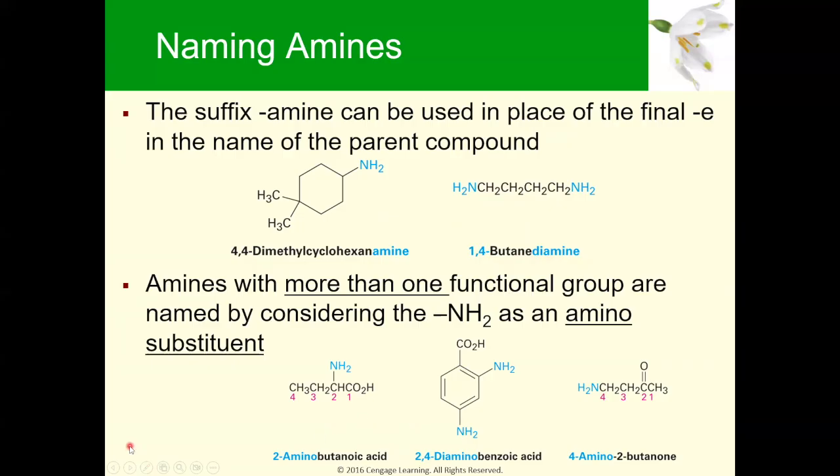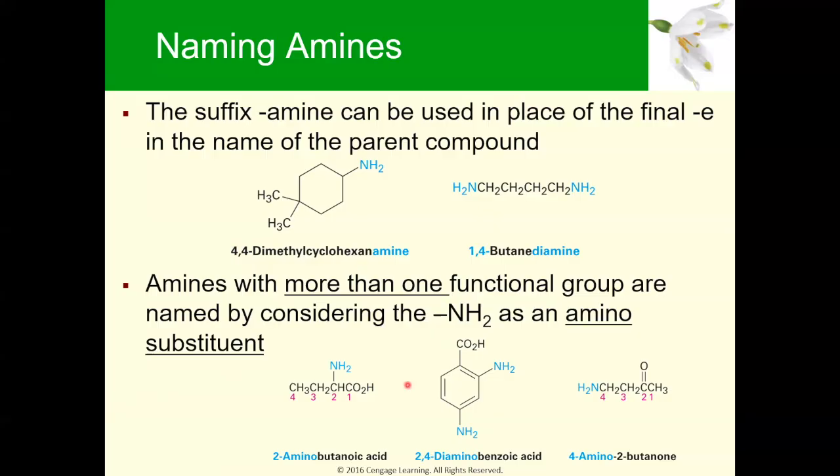Okay? Now, amines are kind of like alcohols in that they're most often just treated as a substituent, and even like halides. Most of the time in the naming, they just end up getting incorporated into the name as a substituent. And you have to do that when you have multiple functional groups. So amines with more than one functional group are named by considering the NH2 as an amino substituent. And remember, that means it becomes a prefix rather than a suffix.